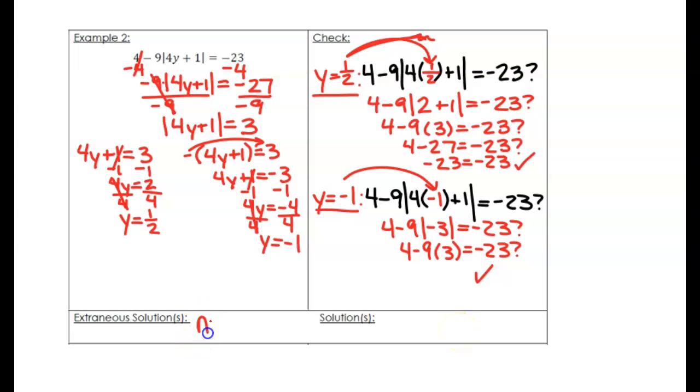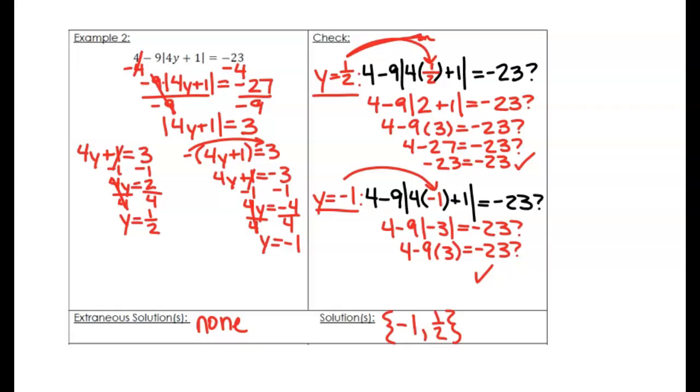I have none here, so no extraneous solutions, but my solution set, open the brace, my solution set has 2 answers in it. And I'm going to write them from least to greatest. So I'm going to start with -1, and I'm going to finish with 1/2 and close my brace.